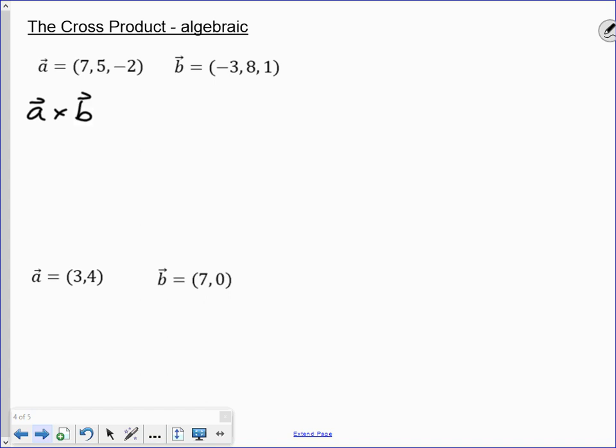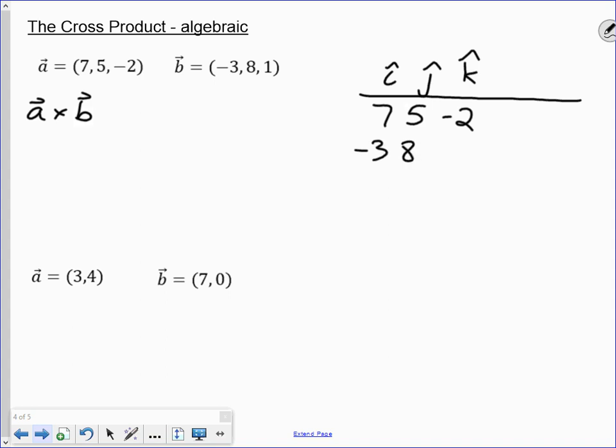If I have vectors A and B, what I'm going to do is go over to the side of the page here, and make myself a little chart. To start with, it's going to have three columns in it: one for my X component, my Y component, and my Z component. So I've labeled them i, j, and k hat for those three directions. Under those headings, I'm going to write my two vectors. I'm doing A cross B, so I want to write vector A first: 7, 5, -2. And then underneath that, vector B: -3, 8, 1.